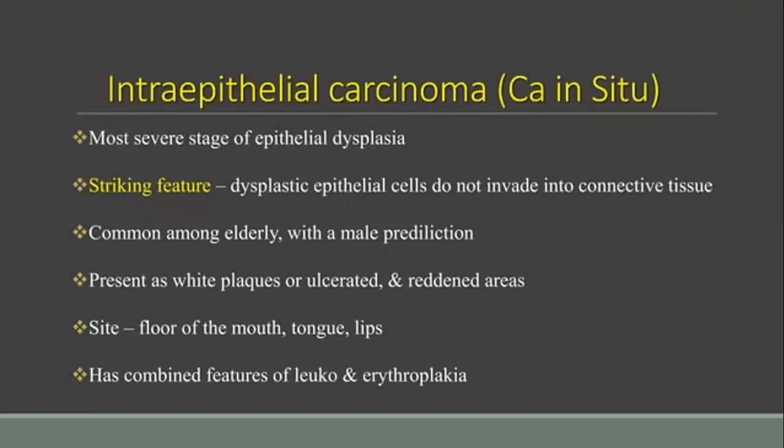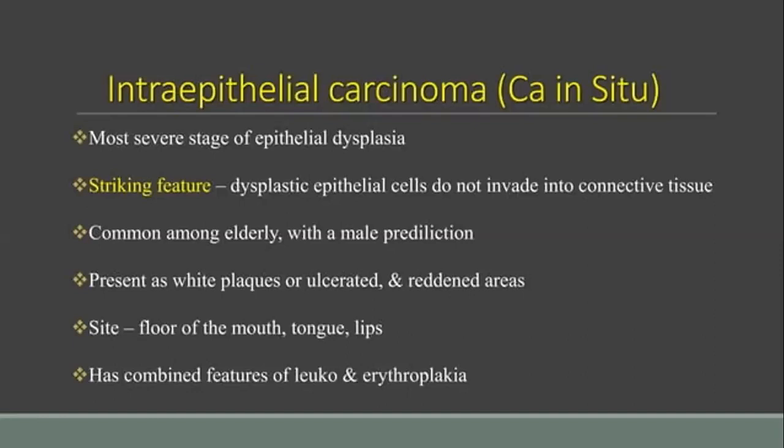Intraepithelial carcinoma is also called carcinoma in situ. It is the most severe stage of epithelial dysplasia. Its striking feature is that the dysplastic epithelial cells do not invade into connective tissue. It is common among the elderly with a male predilection, and presents as white plugs or ulcerated, reddened areas.